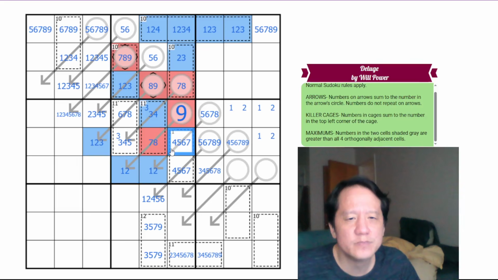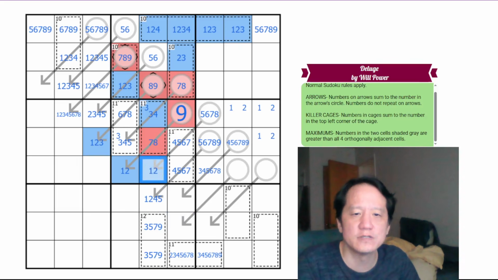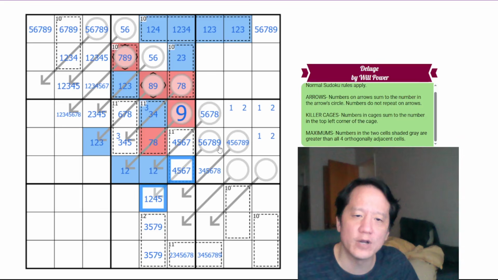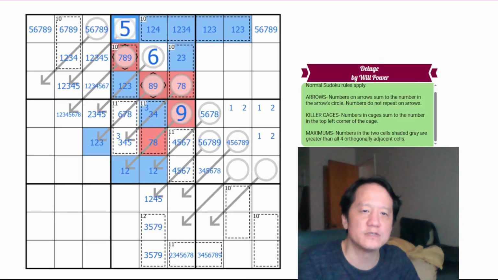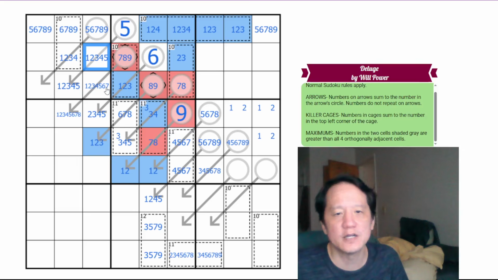I'm trying to understand how that works. This cannot be 6 because 6 and 4 add up to 10. So where is the 6? There we go. Where is the 6 in column 5? It has to be here. So this is 6, which makes this 5. So this cannot have 5 here.